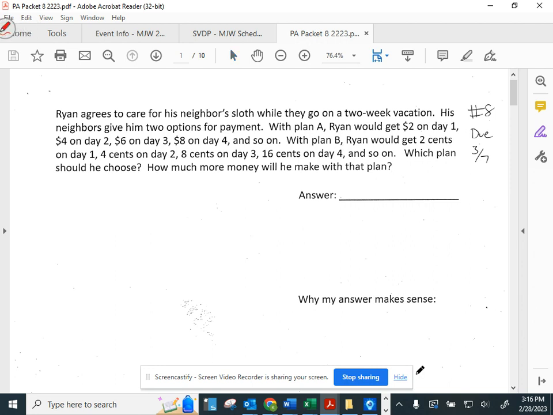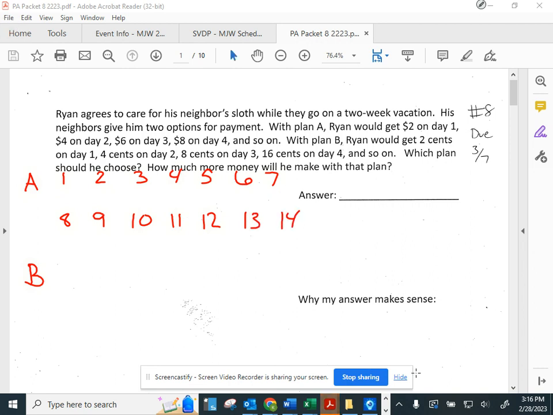So we want to figure out how much he makes with plan A and how much he's going to make with plan B. So we have 14 days. They're going on 2 weeks vacation. So there's 14 days. So I'm going to write out 1 week and then 2 weeks, because he's going to do it every day for 14 days.